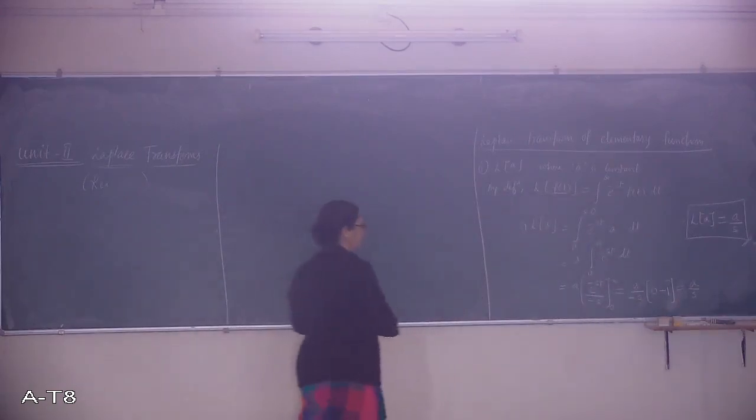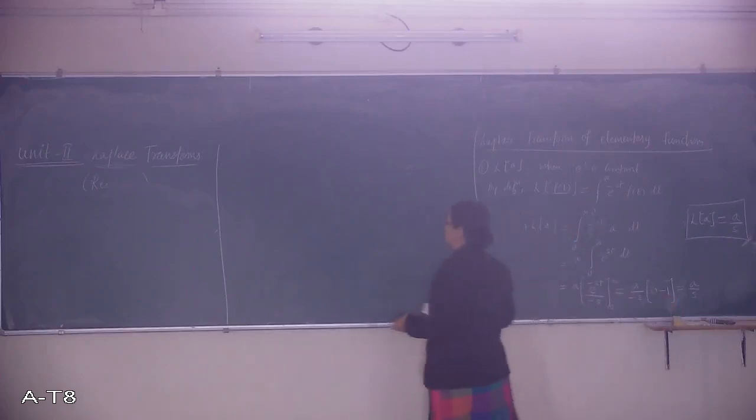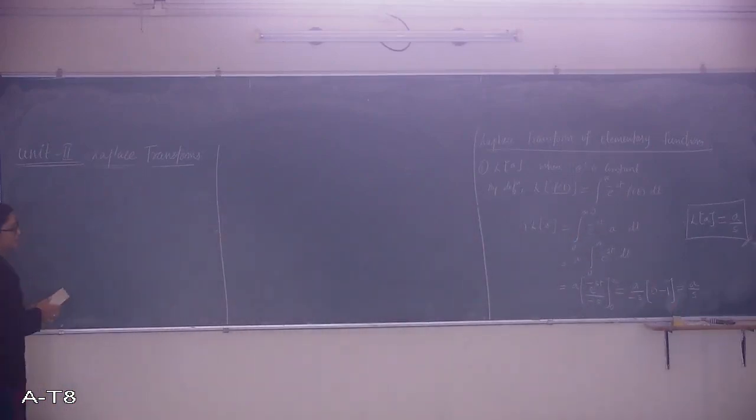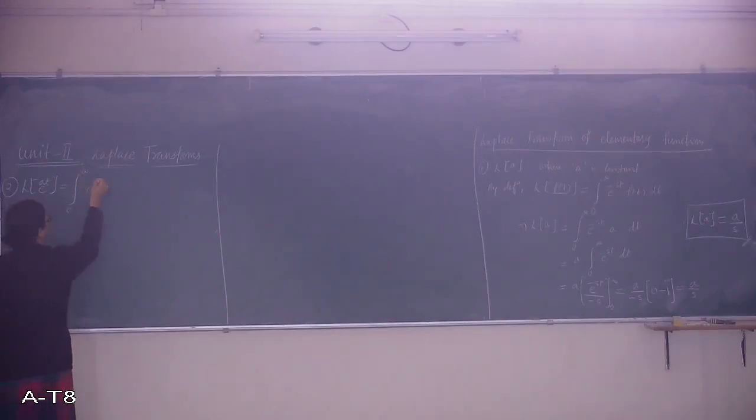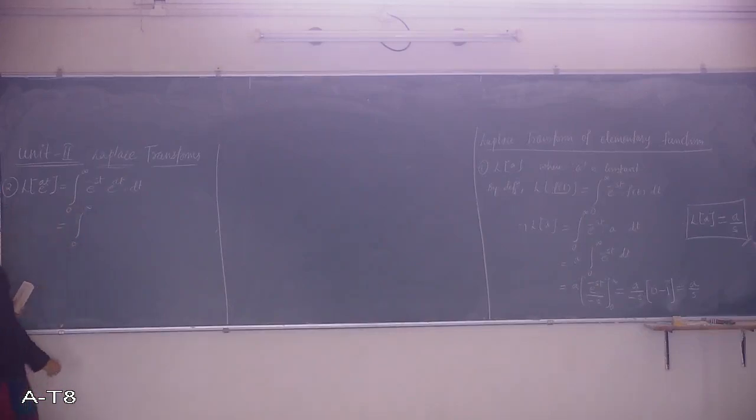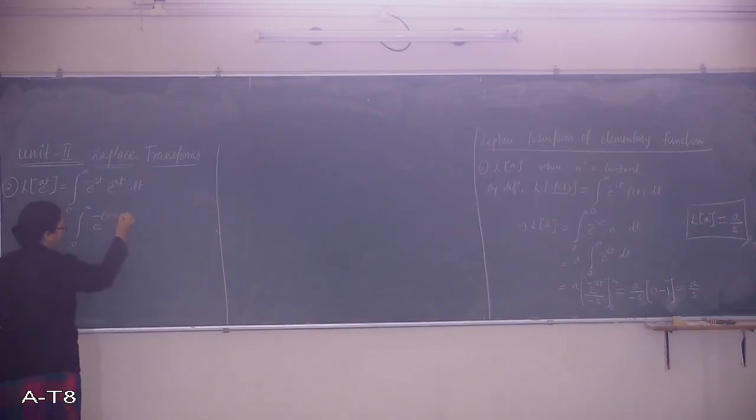Similarly we can find e to the power at. Second is to find the Laplace transform of e to the power at. By the definition of the Laplace transform, it is the integration from 0 to infinity of e to the power minus st into e to the power at dt. Now simplify this. The bases are the same, so we add the powers. I take the minus sign common, so inside the bracket I write s minus a into t.